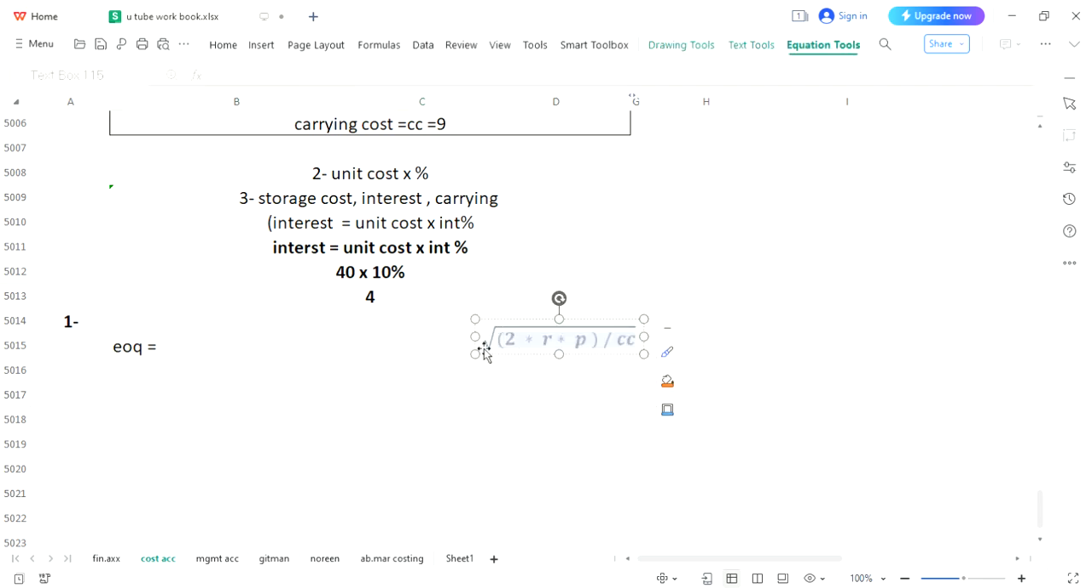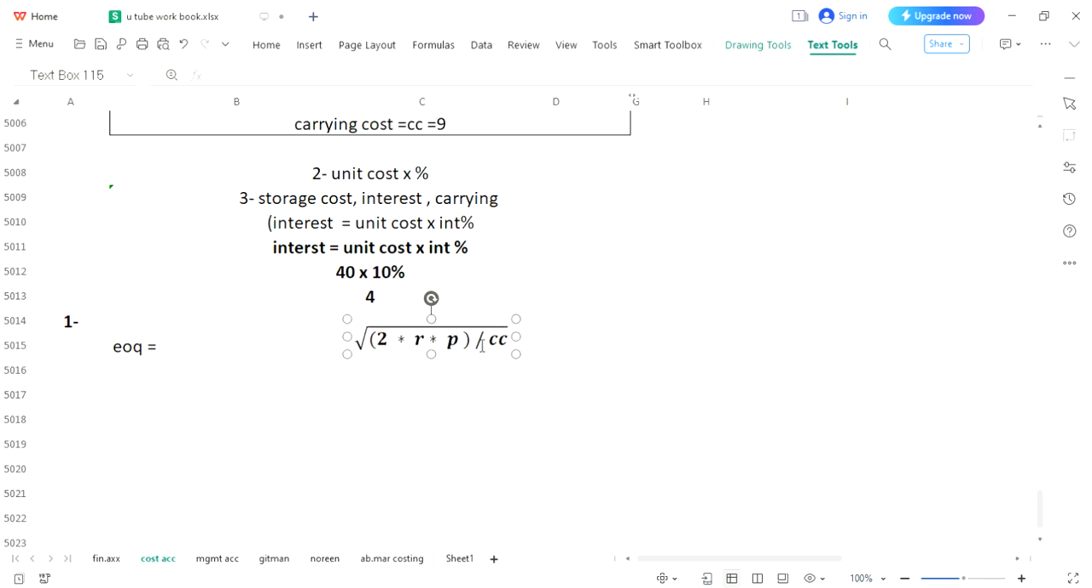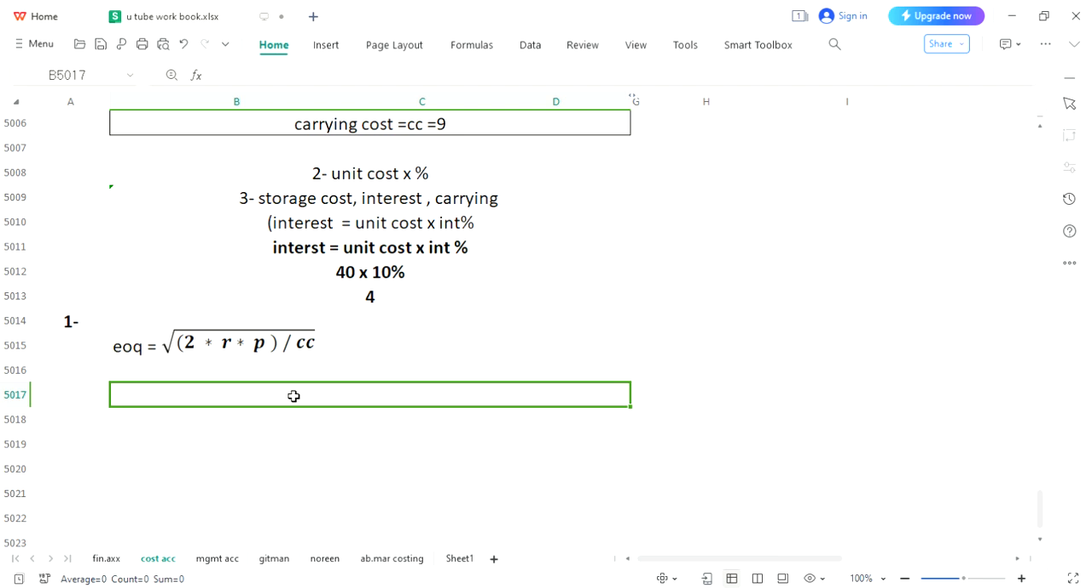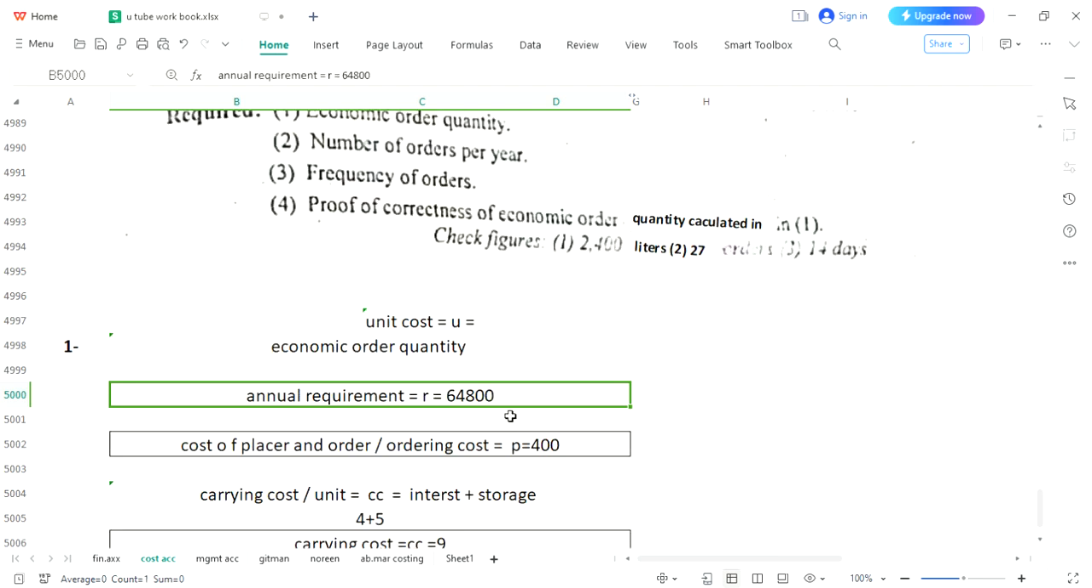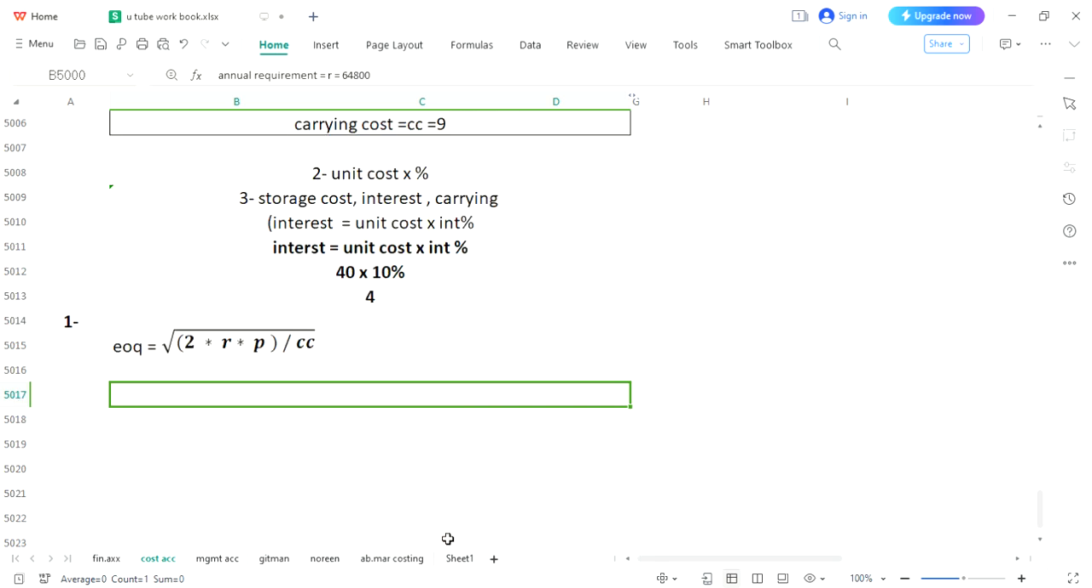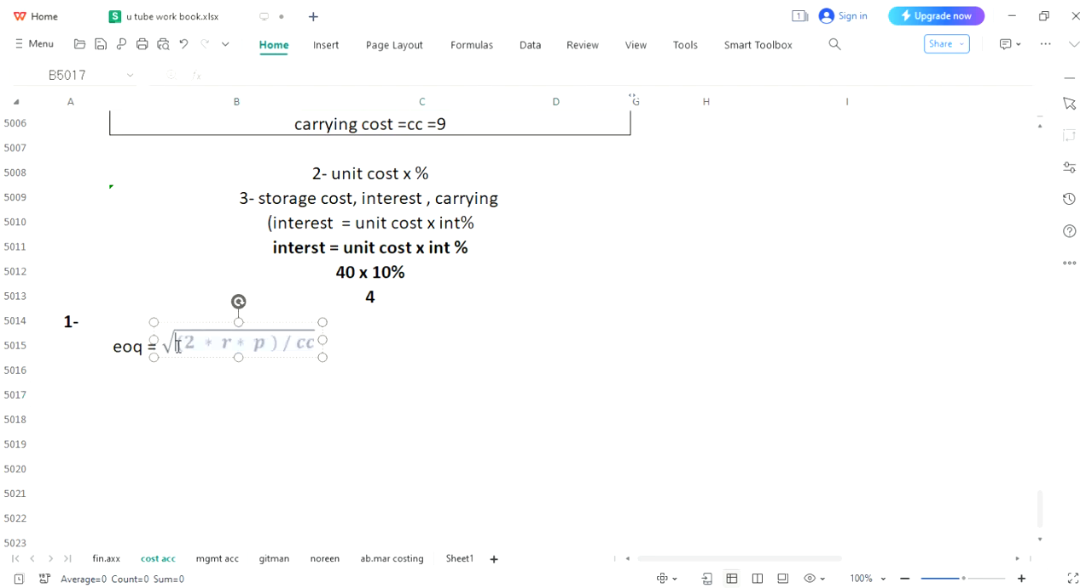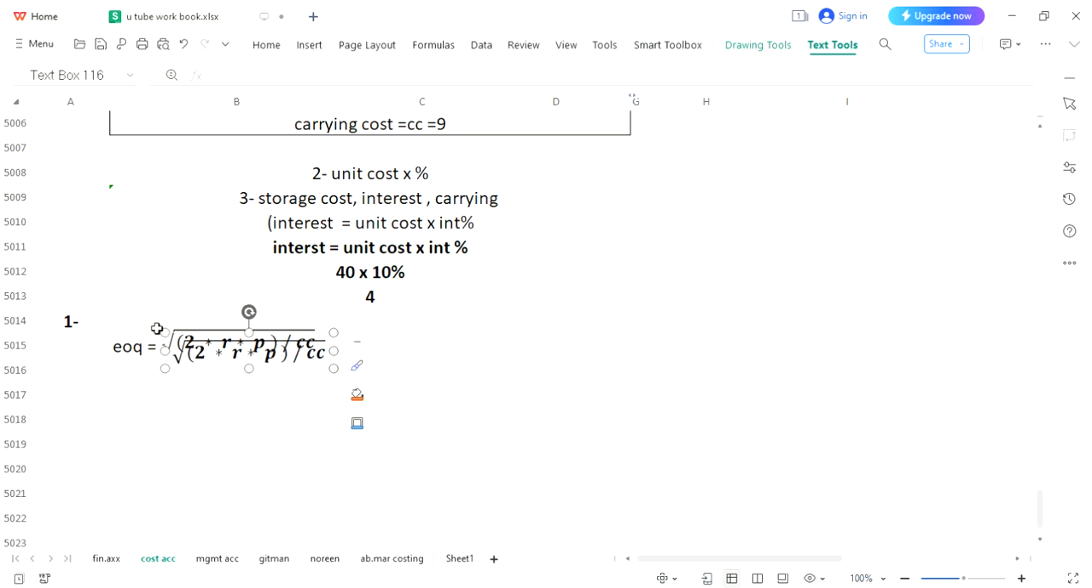And this formula is for carrying cost, economic order quantity. Formula is written. It's time to put the amounts. As you can see that we have annual requirement ready, cost of place and order ready, carrying cost ready. These three elements would be used to calculate economic order quantity. So here we will be using same formula, and now let's put the amount.